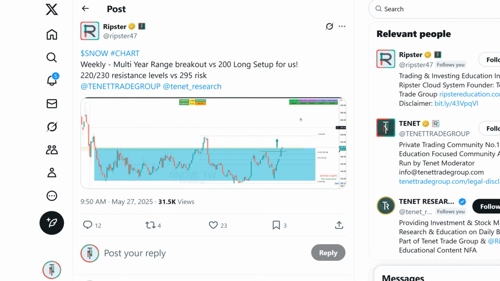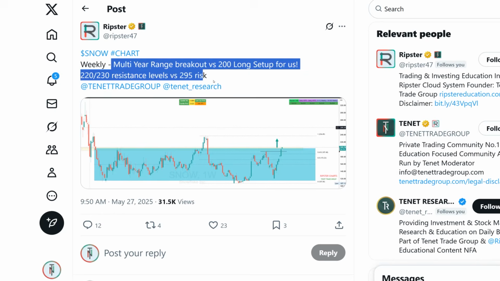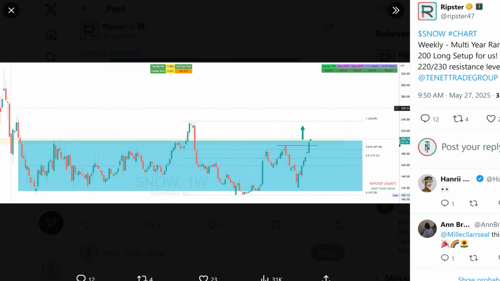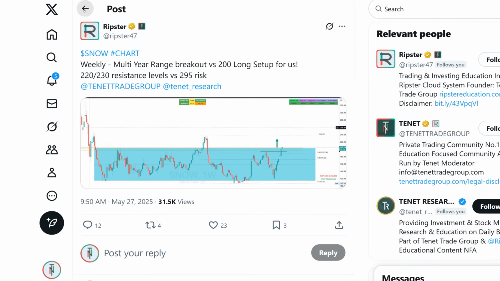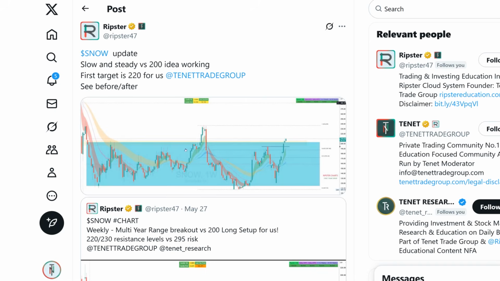Okay, so what was so bullish about SNOW, right? The setup on SNOW was you risk 195, a multi-year breakout. This is called a multi-year breakout. You need to read this. It's not rocket science. It's easy. So that gave me the idea that one day SNOW is going to move. You know, it started to move.